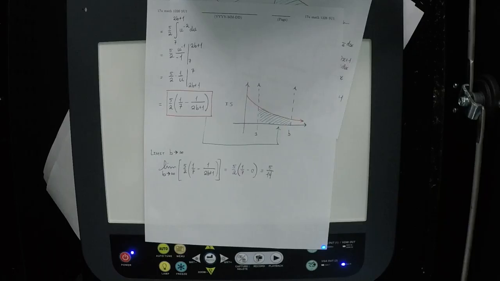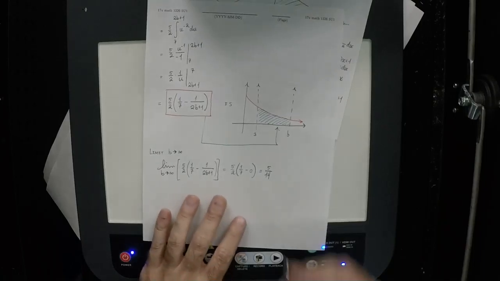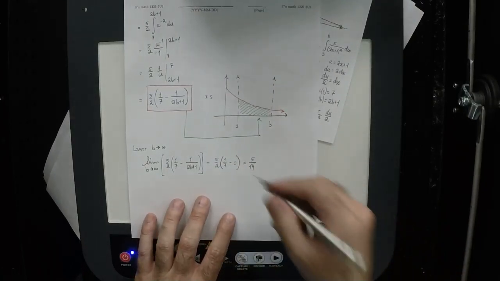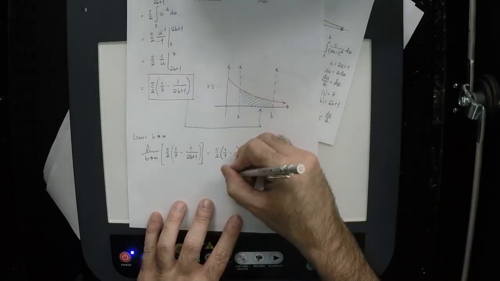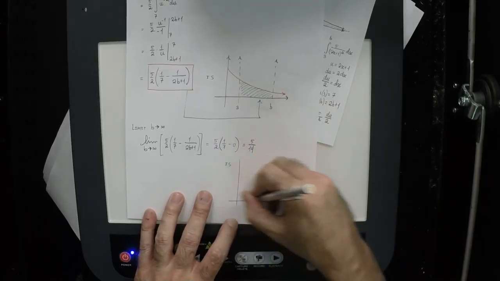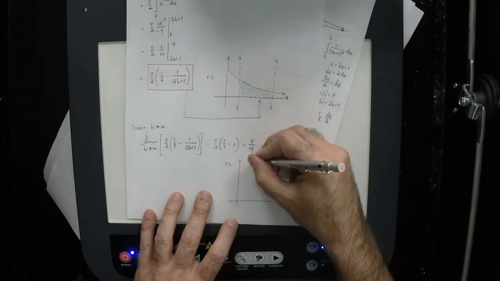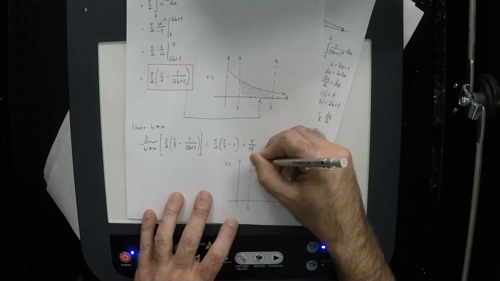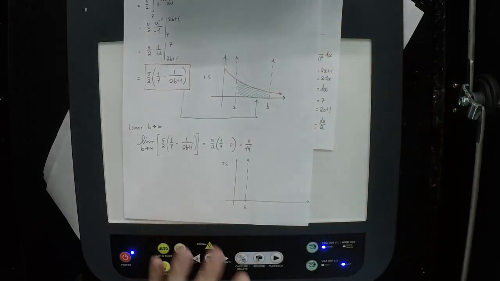Now what is the meaning of 5 over 14? Right. So this is the answer to the question. You've taken this b and pulled it all the way to the right.